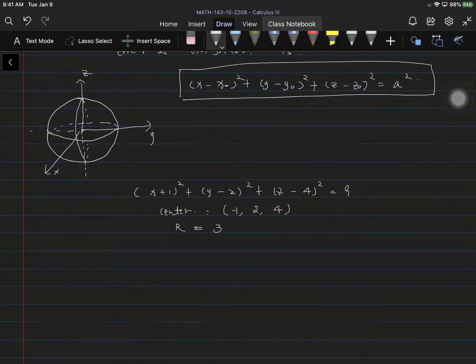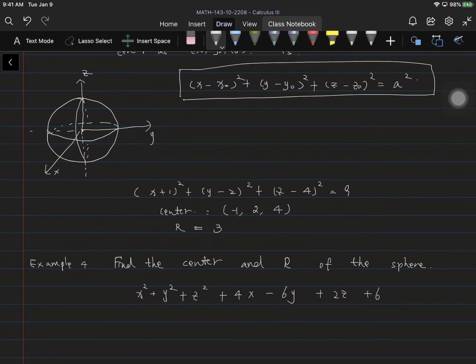Now let's take a look at this example. We are going to find the center and the radius of a sphere when the sphere is not given in the standard form. Find the center and radius of the sphere given by this form: x squared plus y squared plus z squared plus 4x minus 6y plus 2z plus 6 equals 0.